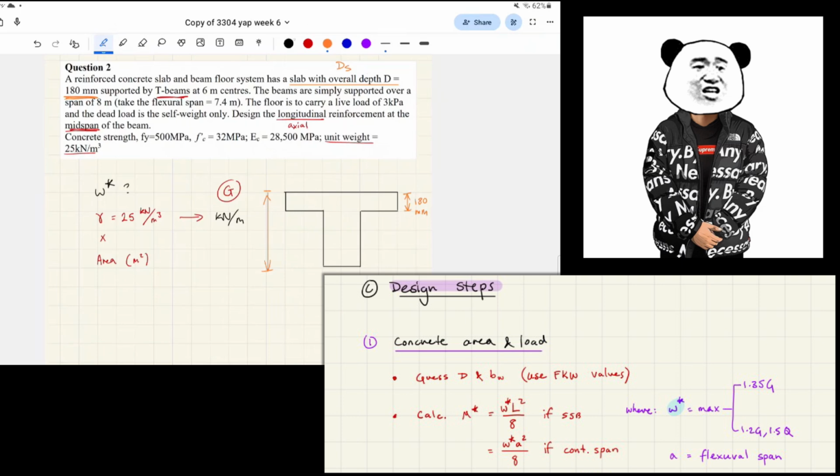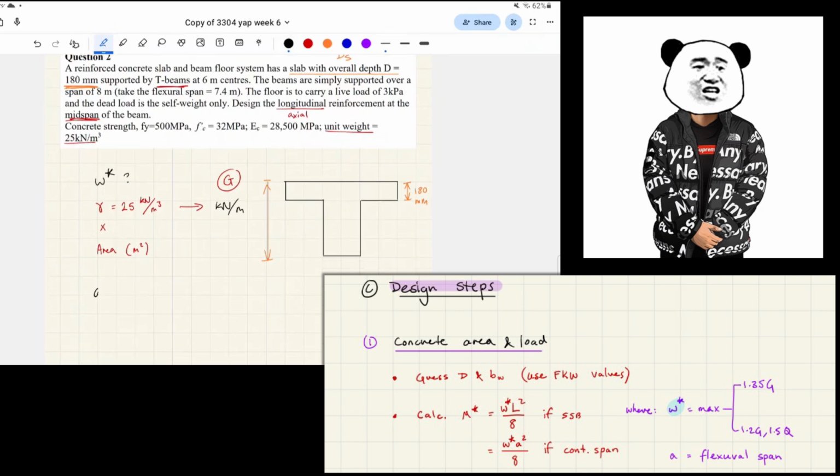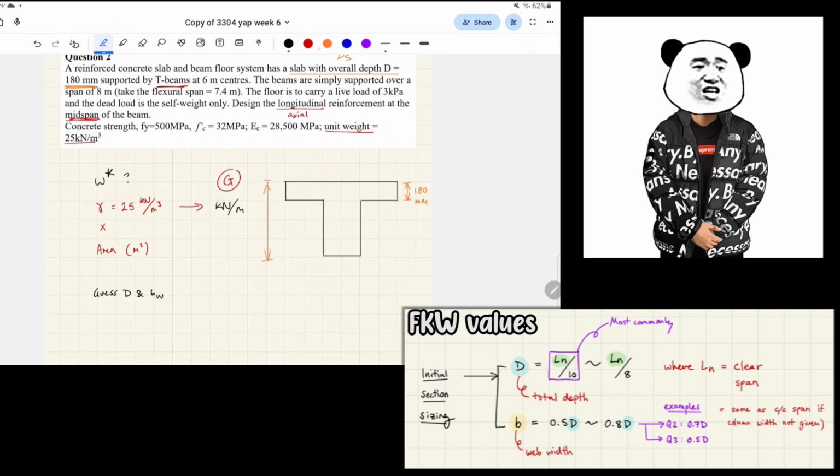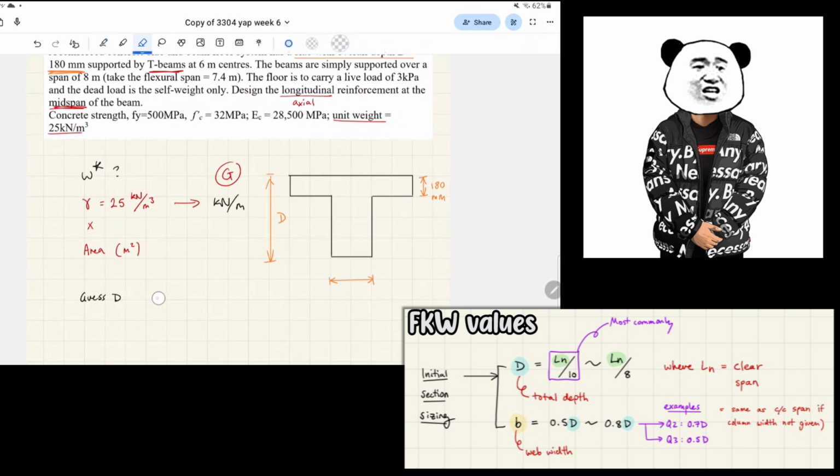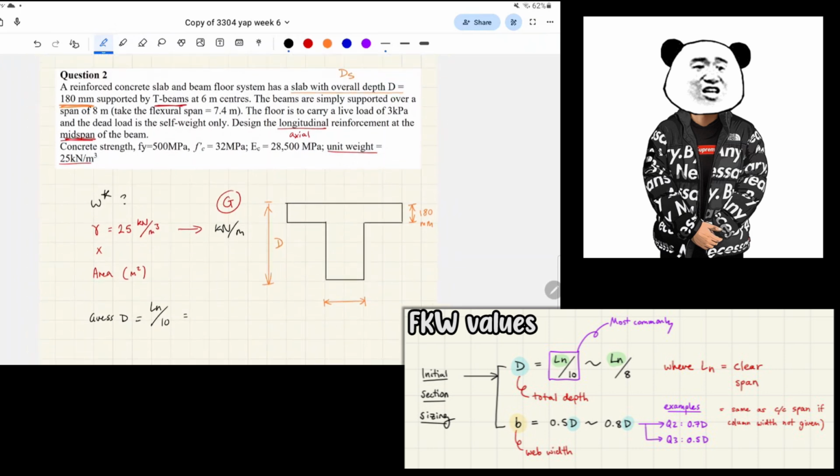We have to guess these values, right? But then D is already given, right? With 180. Incorrect. We're not given D. Big D is the overall depth. Big D is Ln on 10, so the clear span divided by 10. Very good. Okay, so what would that be? I want to say 8 meters, but that's probably not right, is it? It is right. 8 meters. It is correct.